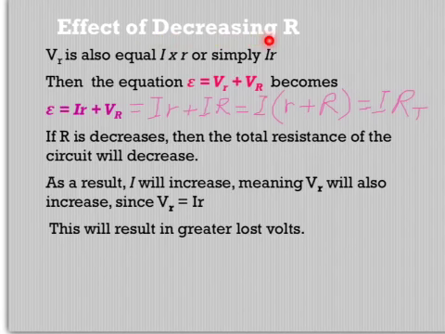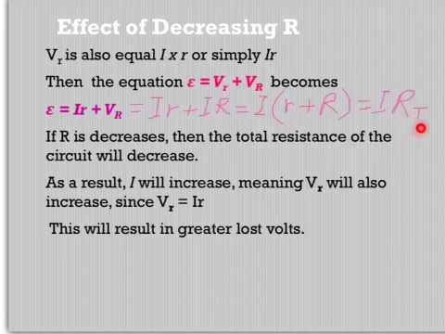Effect of decreasing the external resistance, big R. Now the lost volts is also equal to Ir, current times the internal resistance. Then this equation becomes this: instead of writing V_r, you write Ir. But V_R can also be expressed as I times big R. Now you have a common factor I, which can be taken out, and you introduce brackets. So the total resistance of the circuit is little r plus big R, which can be represented by R_T, or total resistance.